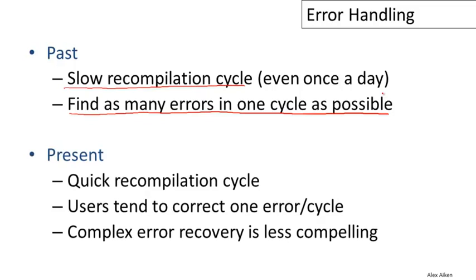Now today we're in a completely different situation. We have a very fast, almost interactive recompilation cycle for many projects, and as a result, users generally aren't interested in finding many errors. They tend to correct only one error per cycle. Compilers still report many errors. They'll give you lots and lots of errors, but my observation, certainly my habit personally, and what I see many other people do, is to only fix the first one because it's the most reliable and the one that definitely needs to be fixed before you can try to compile again. If compilation is fast enough, that's probably the most productive thing to do. As a result, complex error recovery today is just less compelling than it was a few decades ago.